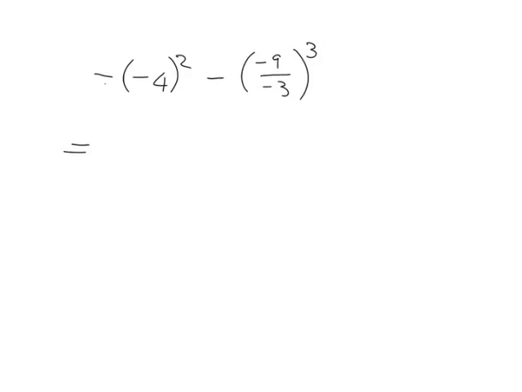Okay, so this negative here stays. This is negative 4 times negative 4, which gives me 16. Then negative 9 over negative 3, negative over negative, positive, 9 over 3 is 3, and 3 cubed is 27. So I'm minus 16 and I go further 27 down, and so I'm going to get to negative 43.